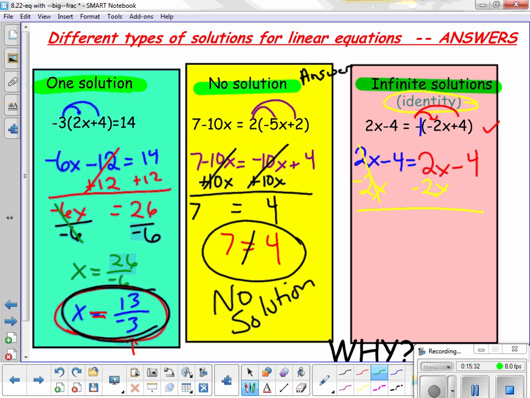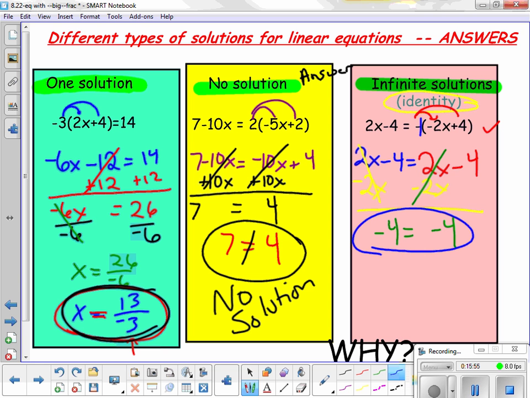Well, the 2x minus 2x cancels. It's mighty light, isn't it? Bring down that negative 4 equals, well, 2x minus 2x cancels again, bring down the negative 4. Well, this time, what happens to my answer? It says negative 4 equals negative 4. Well, is that true? Yes, negative 4 does equal negative 4. That is a true statement.